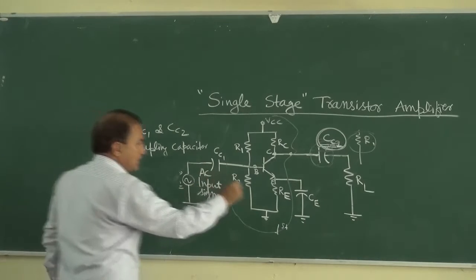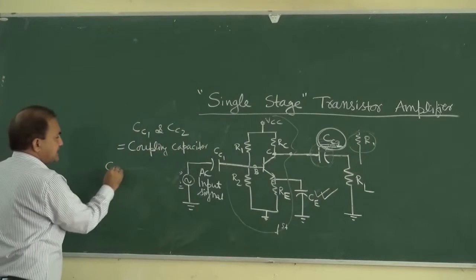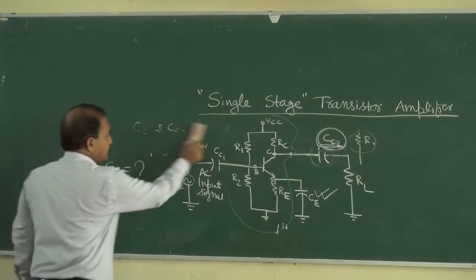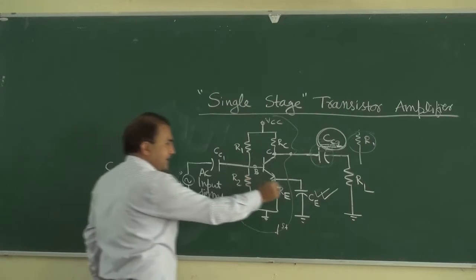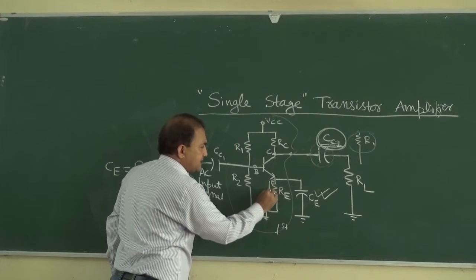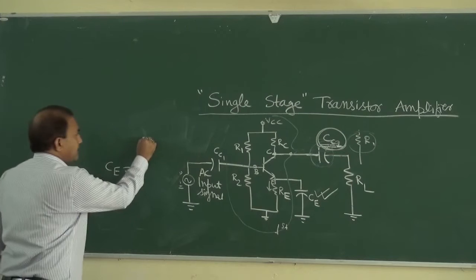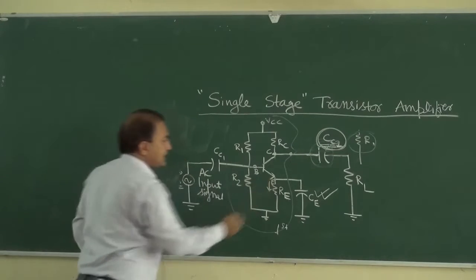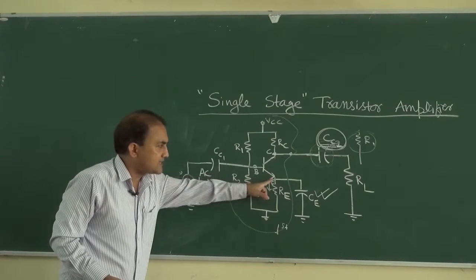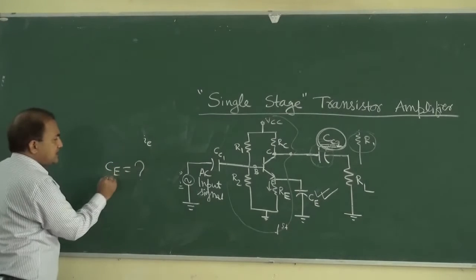Okay, now we have to see the application of the emitter bypass capacitor. What is the application of the emitter bypass capacitor? See, the emitter bypass capacitor will bypass any AC voltage that will develop across this RE. So the AC emitter current that will flow across RE will be bypassed through CE, through this capacitor.